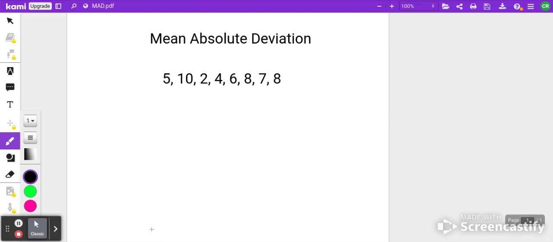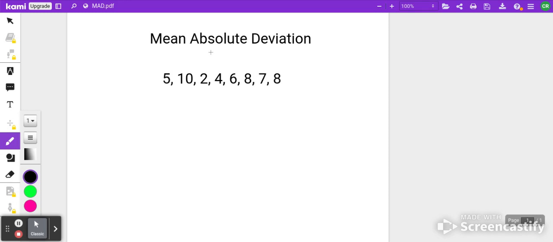This video is over mean absolute deviation. Mean absolute deviation is the distance away from the mean that a set of data is. And really, we're just going to find the mean, we're going to subtract a little bit, and we're going to find the mean again. People like to call this MAD for short because that's the first letter of each word.